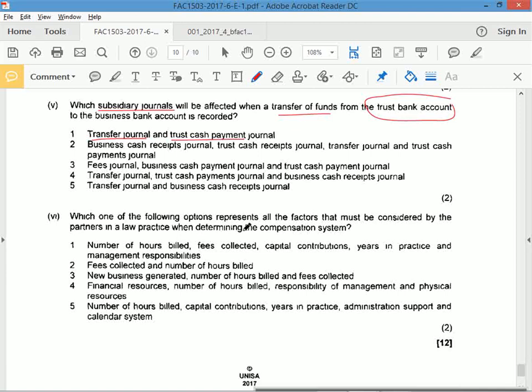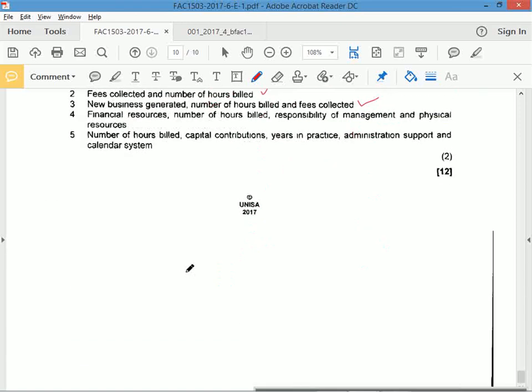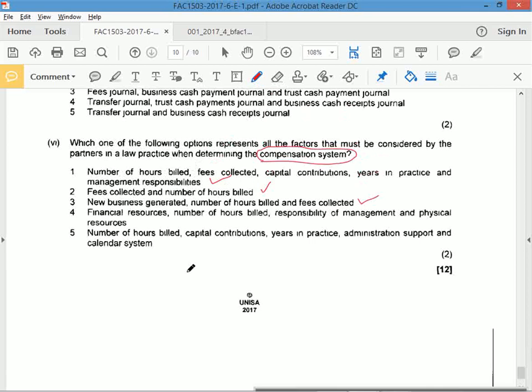Which one of the following options represents all the factors that must be considered by the partners in a law practice when determining the compensation system? Okay, compensation means how do we remunerate our staff? Number of hours, definitely. Fees collected and number of hours billed. New business generated, number of hours billed and fees collected for new business. If it's new business, it would be part of compensation, so that should be fine. Do they want us to choose all the factors? Yes, they do. So then we should have options here.